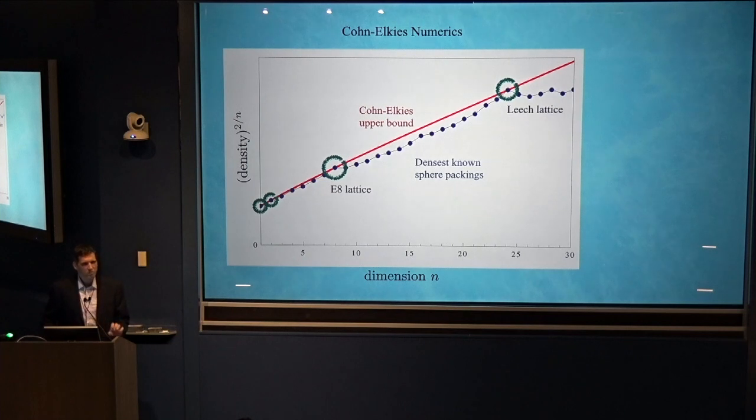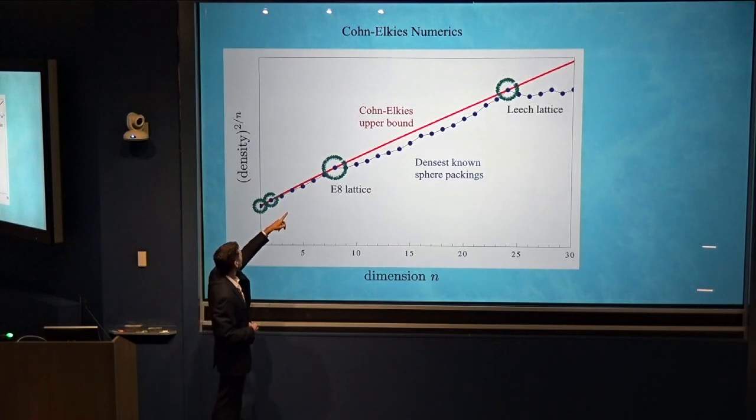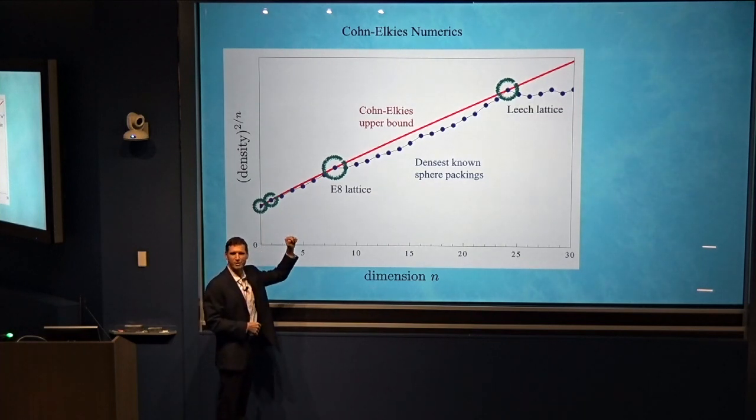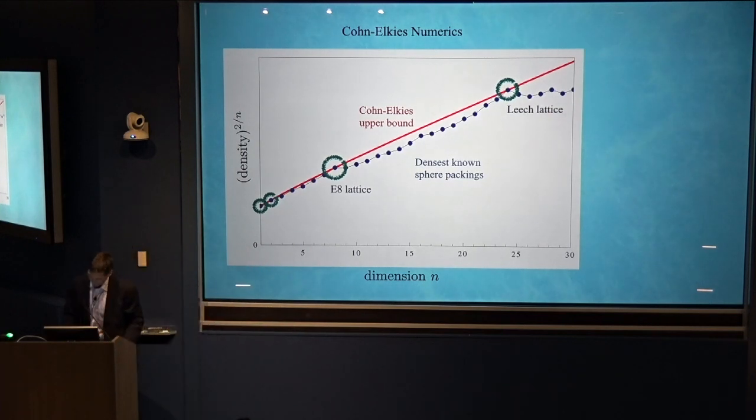But since they were doing this numerically, they were unable to turn this into a rigorous mathematical proof. It seemed like overwhelming evidence that these must be the best possible sphere packings in 8 and 24 dimensions. But the numerics can only be so accurate. If you look more closely, the blue dot is about 1 in 10 to the 50 below the red line. By mathematics standards, that's not a proof.